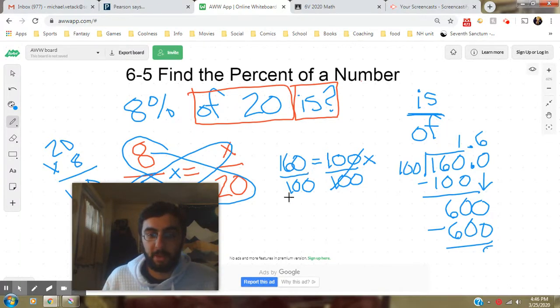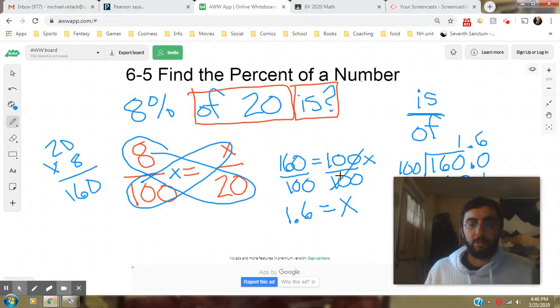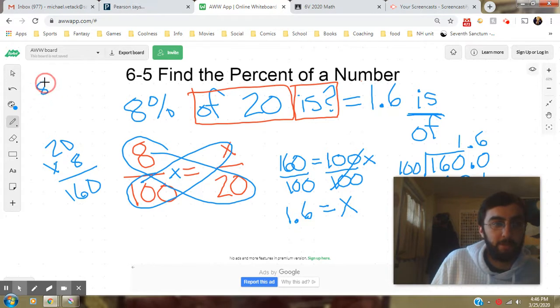So now that we've done this, we've solved for this, 1.6. Bring down the equal sign, bring down what we have left over here, which is x. I'll bring myself back over here. So 1.6 equals x, so x is 1.6, so that means 8% of 20 is 1.6. So if I wrote this as an equivalent fraction, let's go way over here, I'm running out of room: 8 over 100, or 8/100ths, which is 8%.